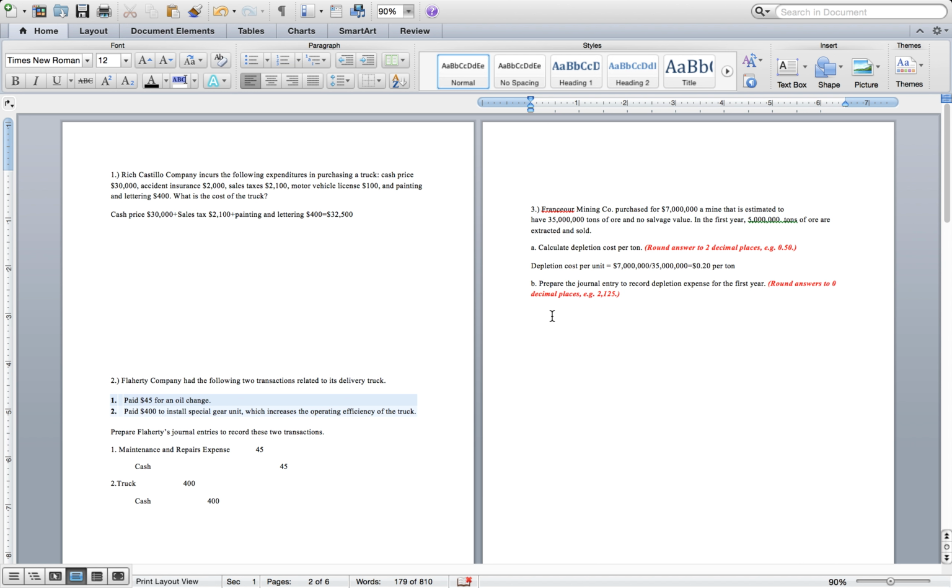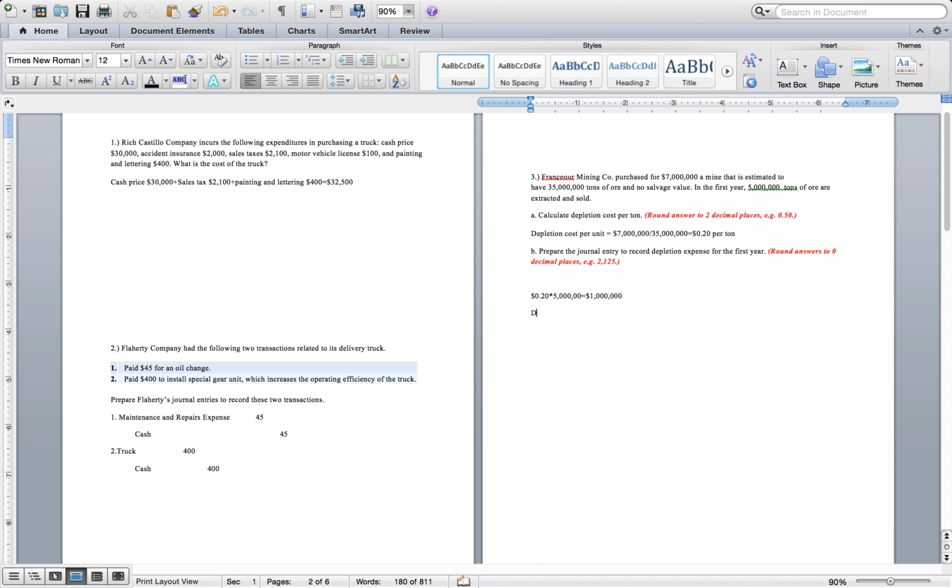Okay. So now the first year, you say you took out 5 million tons of ore. So how much depletion will you have? Well, let's take a look. Again, take the 20 cents and multiply it by the 5 million. Okay, so your depletion for the first year will be $1 million. Now, how would you record that? Well, you want to debit depletion expense. So remember, with natural resources, they don't depreciate, they deplete. So you want to debit it for $1 million. And then the account you want to credit would be accumulated depletion for $1 million.